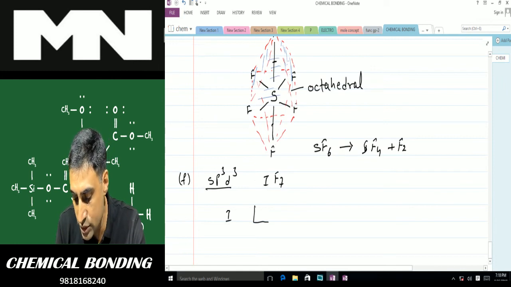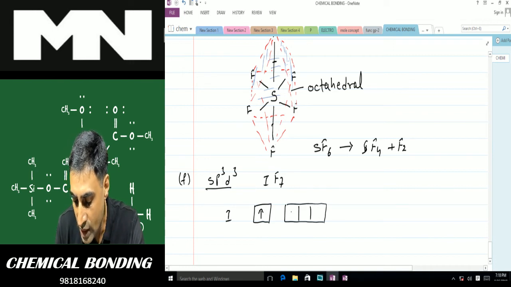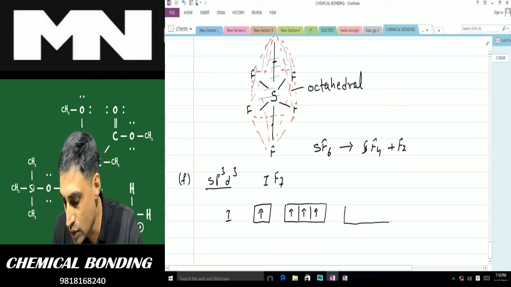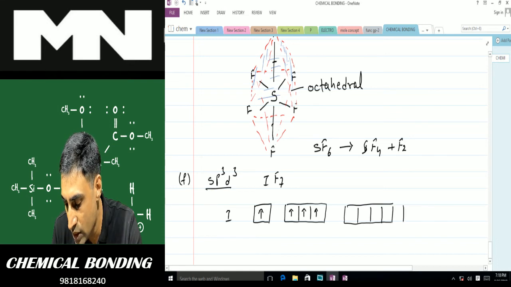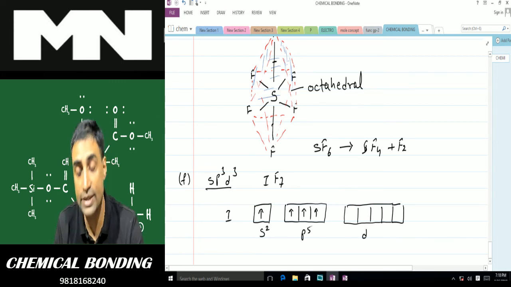Like all other halogens, iodine has got 2 electrons in the S and has got 5 electrons in the P. 1, 2, 3, I am drawing here. It also has got a vacant D subshell. 1, 2, 3, 4 and 5 vacant D subshell. So this is S2, P5 and D is vacant.